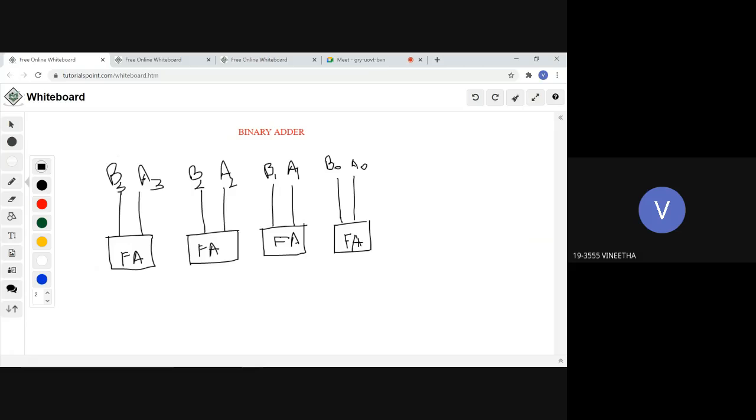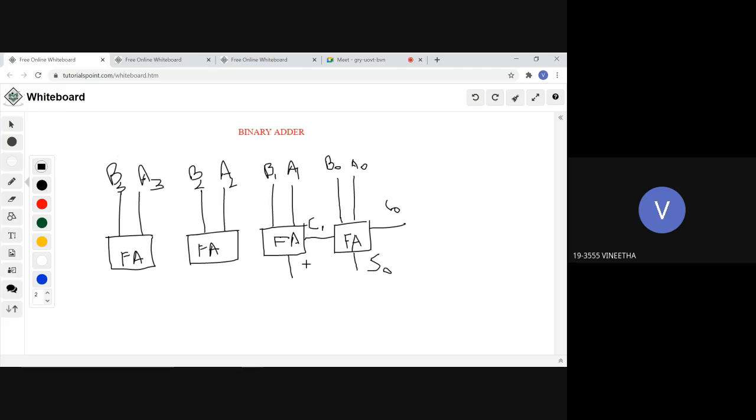So as I told, every full adder will have 3 inputs and 2 outputs. So we already have 2 inputs over here. So the third input will be C naught. And the first output would be S naught. And the next output would be C1, which is the third input of this full adder.